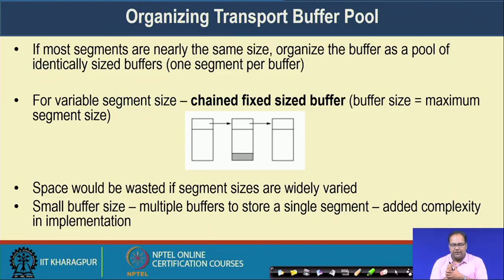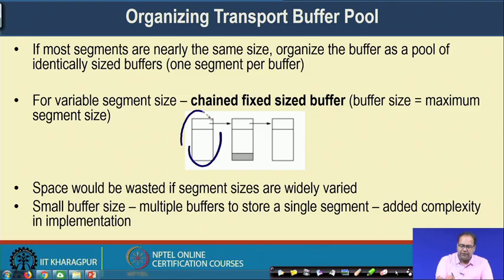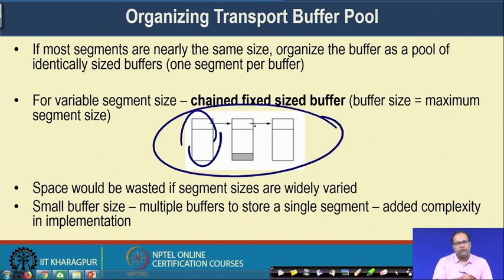Now, for variable segment size you can use chained fixed size buffers. It is just like a linked list. Your individual buffer size is the maximum segment size, and the individual buffers are connected by a linked list kind of data structure, and they entirely construct the buffer pool for a particular transport layer port number corresponding to an application.